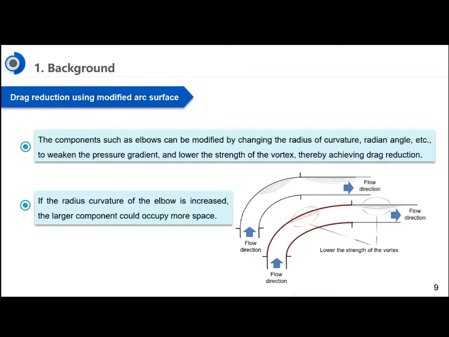Arc surface drag reduction is to change the radius of curvature and cross-sectional area through the deformation of the local components of the pipe, so the pressure gradient is weakened remarkably. The vortex is reduced to achieve the purpose of drag reduction.